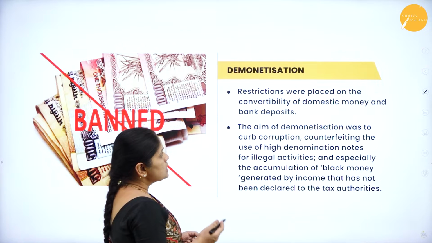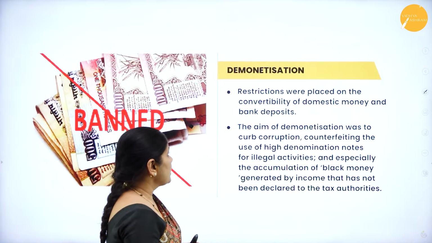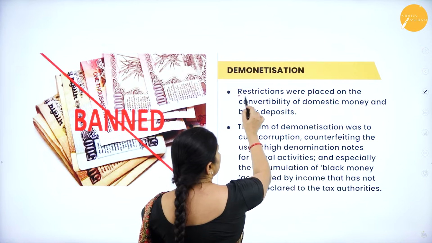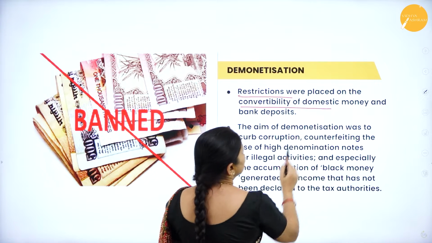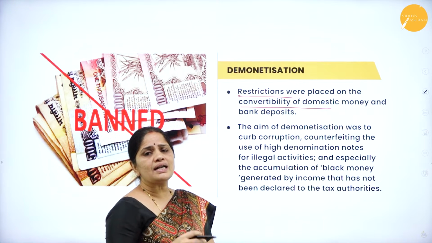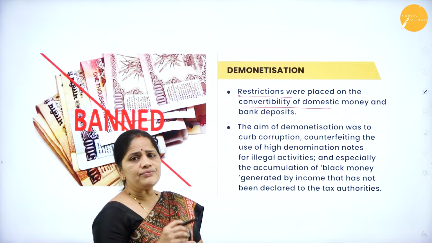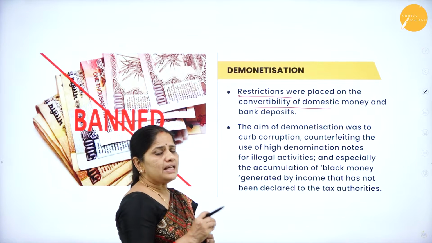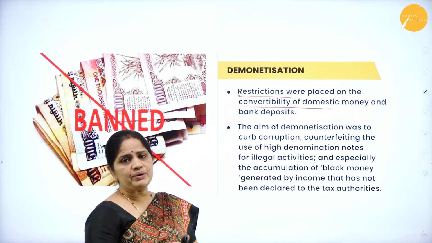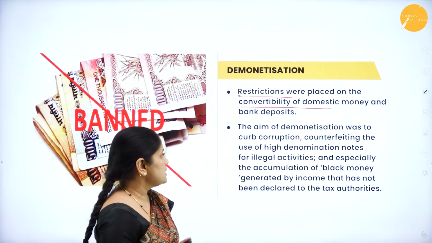Then if you can just observe the other impacts of demonetization, we could see that there were restrictions placed on convertibility of domestic money and bank deposits. So people could not deposit money in the banks. So what was the condition? If you had any unaccounted money or undeclared income, that money had to be declared, tax had to be paid, only then you could deposit such money. Otherwise, you could not deposit that money.